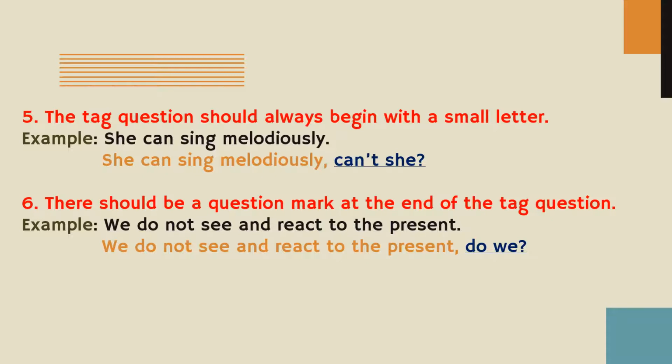Sixth one is there should be a question mark at the end of the tag question. Example, we do not see and react to the present. In the sentence, whenever you are adding a tag, a question mark is compulsory.